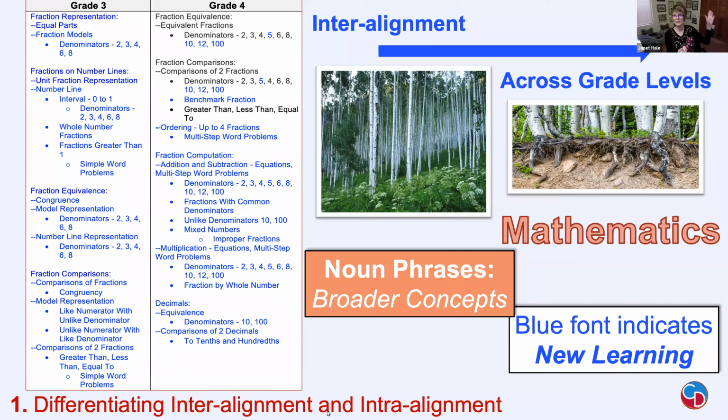So remember, only in kindergarten do we not do the blue because everything would be blue, but this is saying, hey, brand new. Now you'll notice for the noun phrases, if you will, we've got a couple things going on here. We've got this idea of fraction representation, fraction equivalence, and fraction comparisons. But if you notice, the fractions equivalents move on to the next grade, and so do the comparisons. But what's really new is they never had fraction computation before, nor have they had decimals.